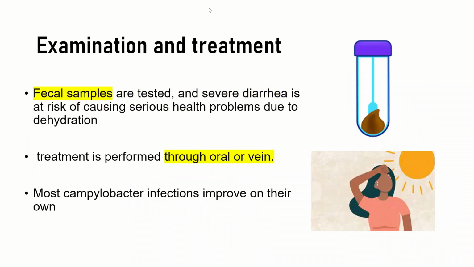Fecal samples are taken and tested, and severe diarrhea is at risk of causing serious health problems due to dehydration. Treatment is performed orally or through a vein. Most Campylobacter infections improve on their own, so antibiotic treatment is not recommended unless there are other diseases.